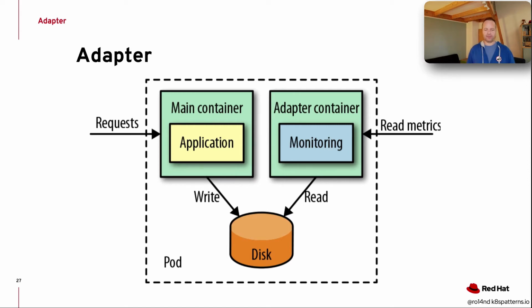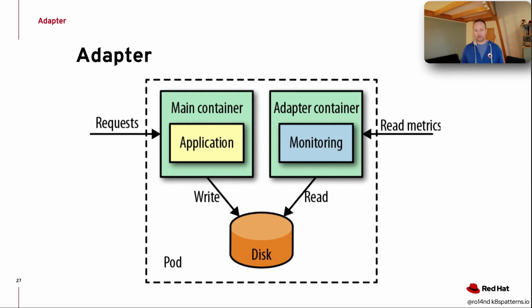Here in this example, we have again our main container application. Let's assume you have certain metrics which you want to monitor. These metrics are written down into a file system in kind of a proprietary format. But you have a system like Prometheus which wants to query these metrics. And for this, you just add kind of an adapter which on the one side reads the metrics, and on the other side exposes these metrics to Prometheus in the Prometheus specific format.